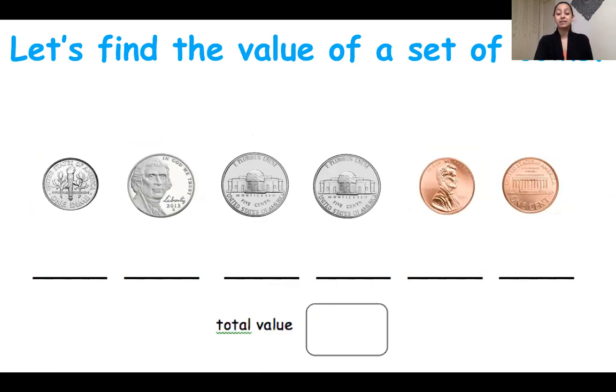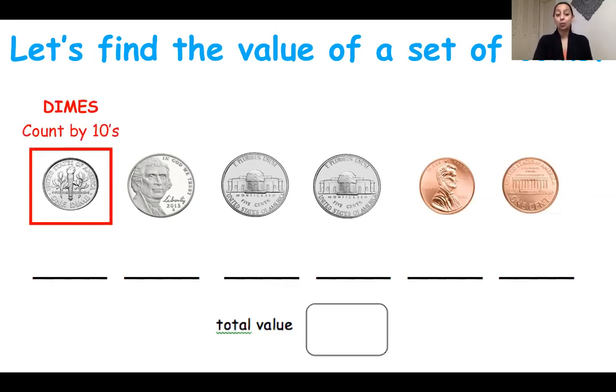Let's find the value of this set of coins. Again, I've arranged and organized my coins from the coin that's worth the greatest value to the coin that's worth the least value. So I put all my dimes first, then my nickels, then my pennies. Now I'm ready to count. I look at the first few coins and I notice that only the first coin is a dime. So I only have one dime. That means I have to count by tens one time.